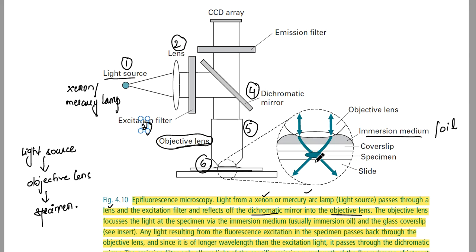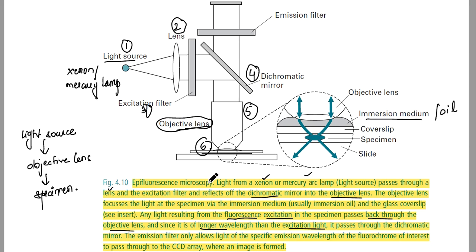Okay, above the specimen there is a cover slip, and any light resulting from fluorescence excitation in the specimen passes back through the objective lens, and since it is of longer wavelength than the excitation light, it passes through the dichromatic mirror. Clear? So here the excited light which is emitted is of longer wavelength. It passes through the dichromatic mirror.